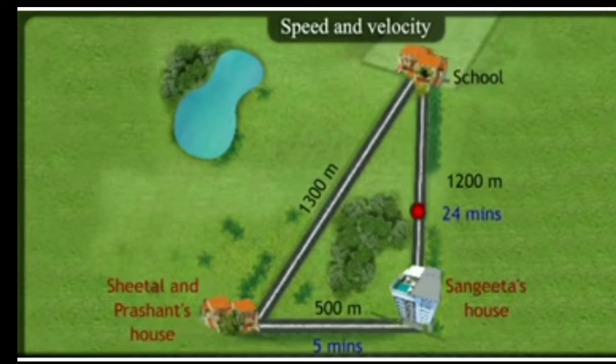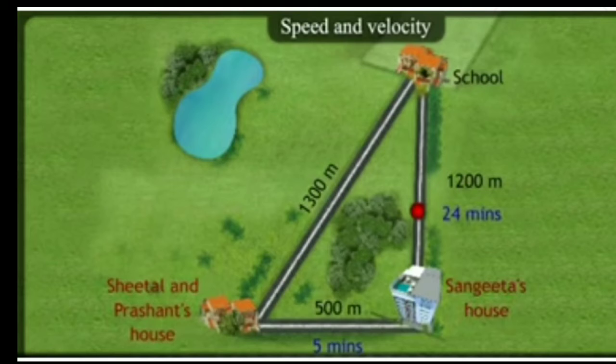Now children, suppose Sheetal takes 5 minutes to reach Sangeeta's house, and then 24 minutes to reach the school from there. So in total, Sheetal takes 29 minutes to reach the school, and the distance she covered is 1700 meters.